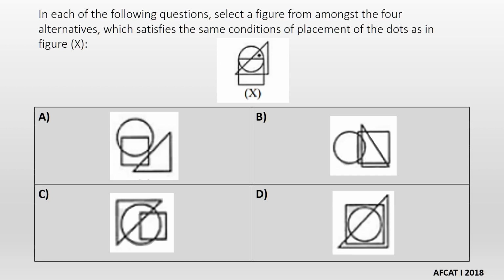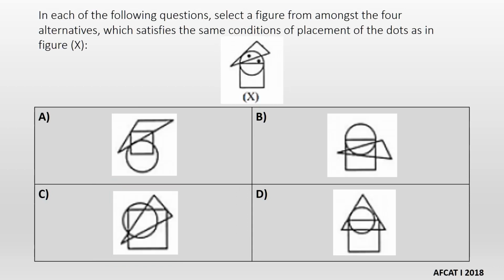See, the dot is coming inside a circle and a triangle, and it's not coming inside the square. The correct answer is C. In this, we can place a dot inside circle and triangle. Next question of same type.